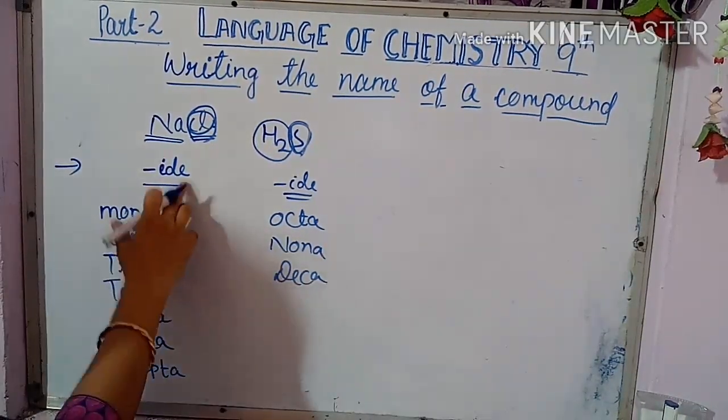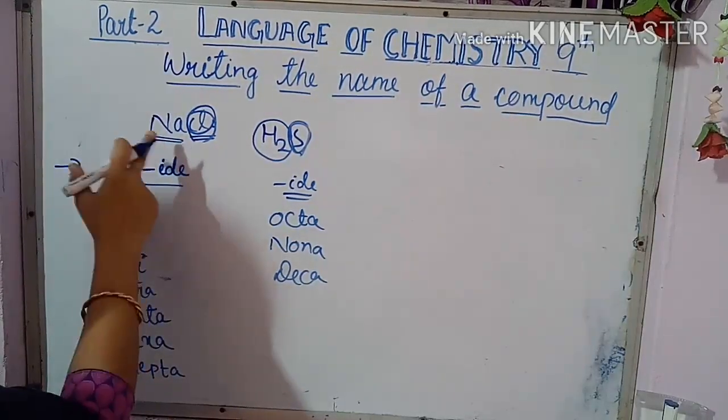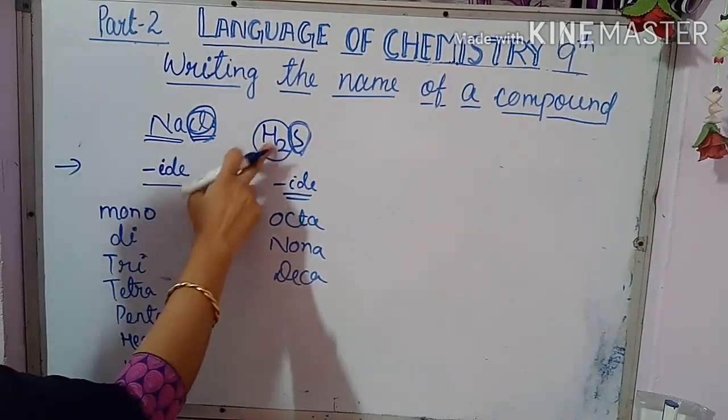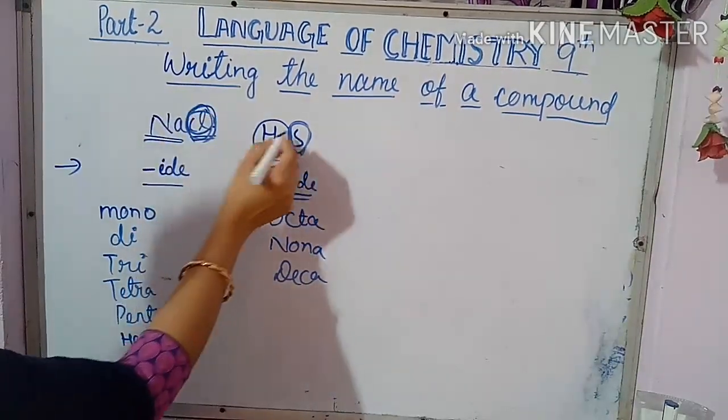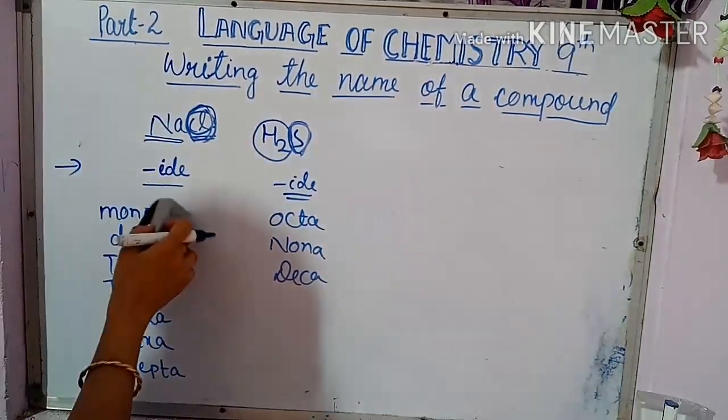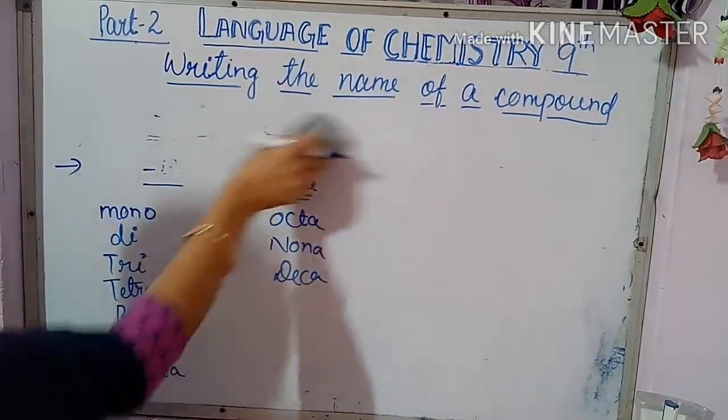This is the first formula: if a compound is forming between a metal and a non-metal, or between a non-metal and a non-metal, the suffix is IDE. Note that this means the element must be a single one. Now, where will these things be applicable?